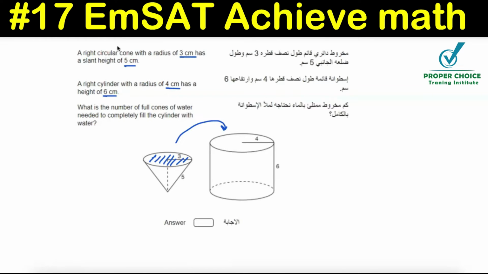Okay. So for the cone, they have given us a slant height of 5 and a radius of 3. With that, we can find the height of the cone. So the height of the cone will be 4.